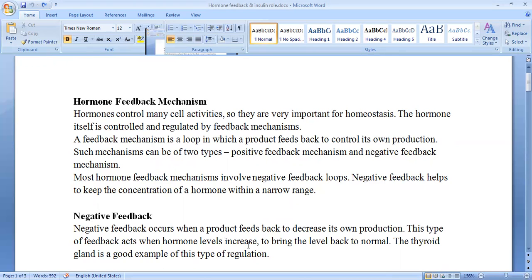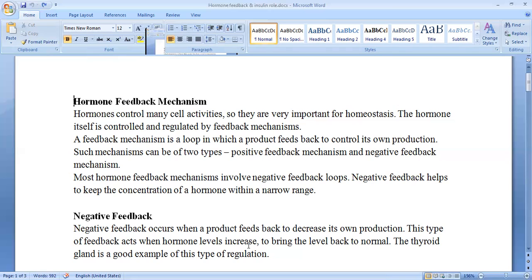Now we said that the role of the hormones is that they control homeostasis. So the hormones are playing an important role. Then how does the control of the hormone take place? That is regulated by a mechanism called as a feedback mechanism. So generally when we say feedback, it means that something has been done, and at the end of that process something is going back and trying to increase or decrease that mechanism itself. So a feedback mechanism is defined as a loop in which a product feeds back to control its own production.